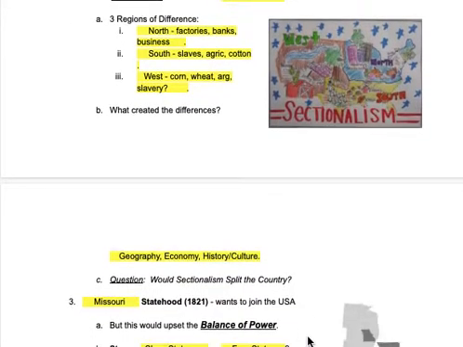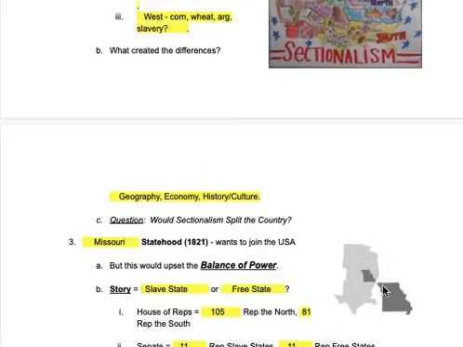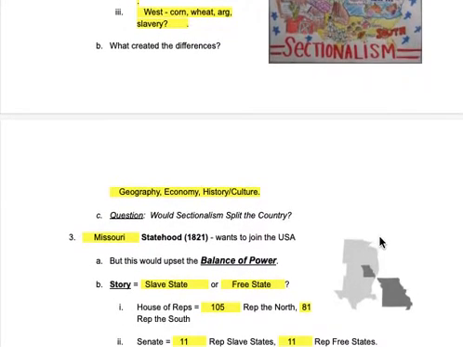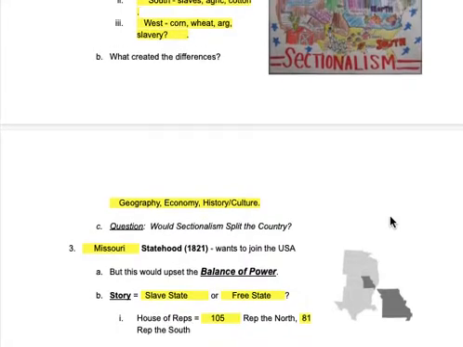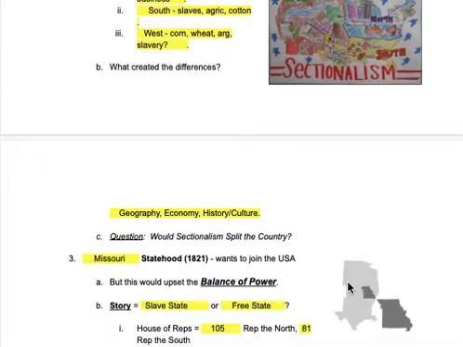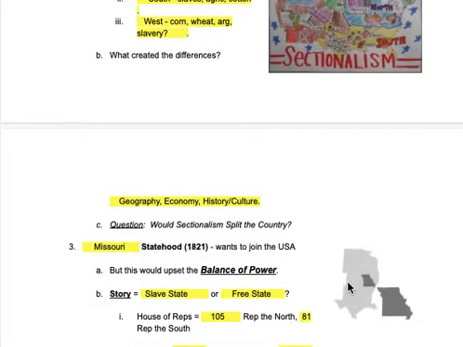Here's the first test. Around 1820, Missouri, right here on this map, it's about right there, would want to become a state. They have 60,000 or more people. They want to join the country. But this would upset a balance of power. Remember, in politics, it's pretty much about equality at this time in American history, and we want to balance out the slave states of the South with the free states of the North.